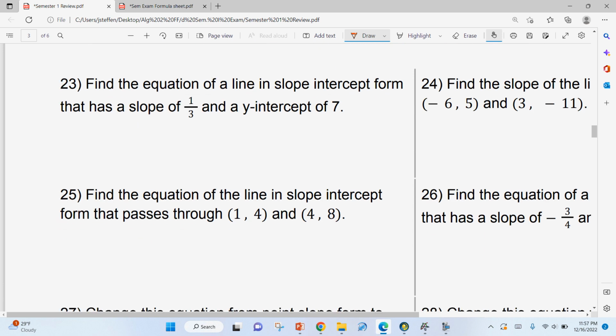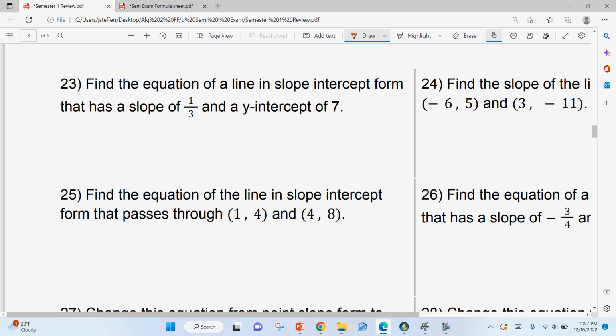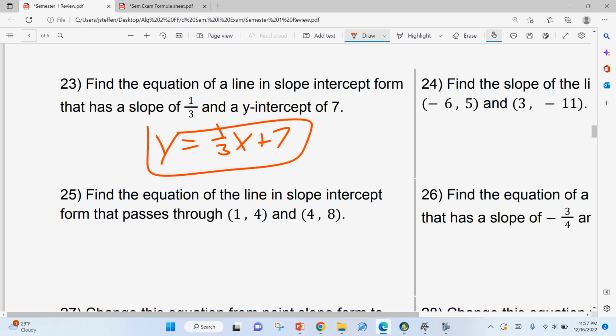Number 23. Find the equation of a line in slope-intercept form that has a slope of 1/3 and a y-intercept of 7. Again, please don't be missing these, because slope-intercept form, if you don't know what that is, is on your formula sheet. You have your slope and your y-intercept. That's all you need, that's what they give you. So y is equal to, your slope is 1/3, make sure you don't forget the x, your y-intercept is +7. Don't make that harder than it has to be.